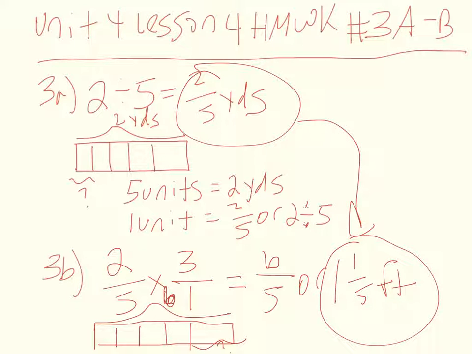So really you still have 5 units, which equal 6 yards, or I'm sorry, feet. And 1 unit would be equal to 6 fifths, or 1 and 1/5. So the tape diagram doesn't change much except for the number that you're dividing has changed from yards to feet. So that's how you do 3B.